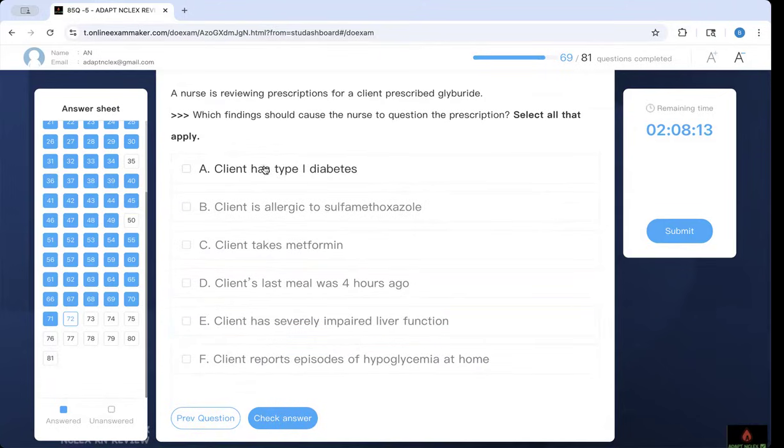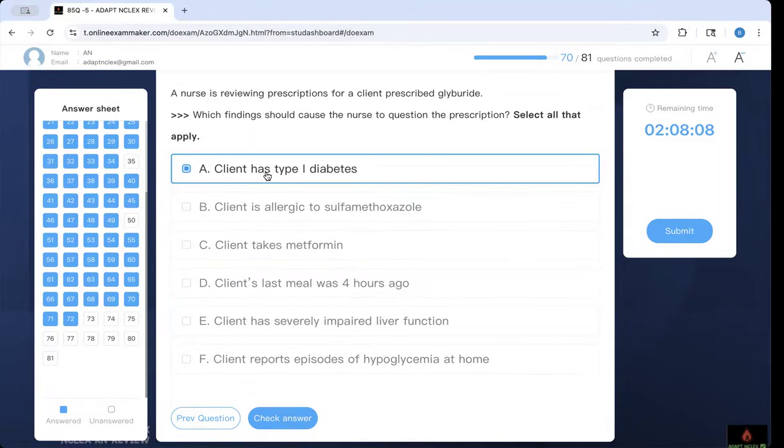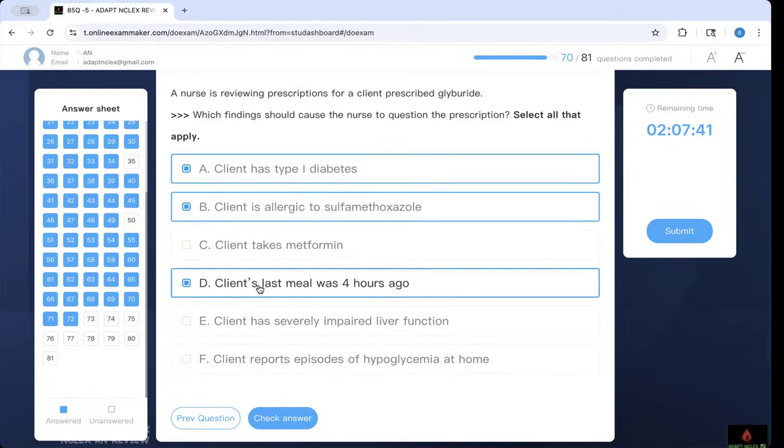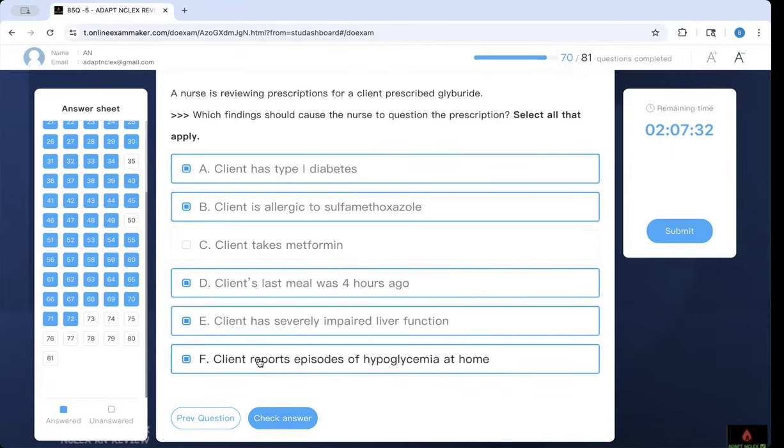Let me know. But I can tell you it's used for type 2 diabetes. Why? Because it needs to stimulate insulin. Type 1 diabetes doesn't have the ability to stimulate insulin. So it's the wrong answer. It's a sulfur drug. So if you have a sulfur allergy, it is a problem. We should question that. You can take it with metformin. It's not a problem. And you need to eat with it. Therefore, if your last meal was 4 hours ago, it causes hypoglycemia. Therefore, we should question. If your liver is affected, it's a problem. And if you report hypoglycemia at home, it's a problem.